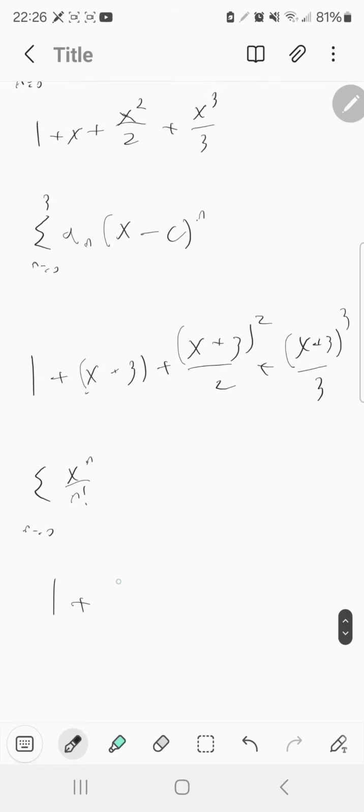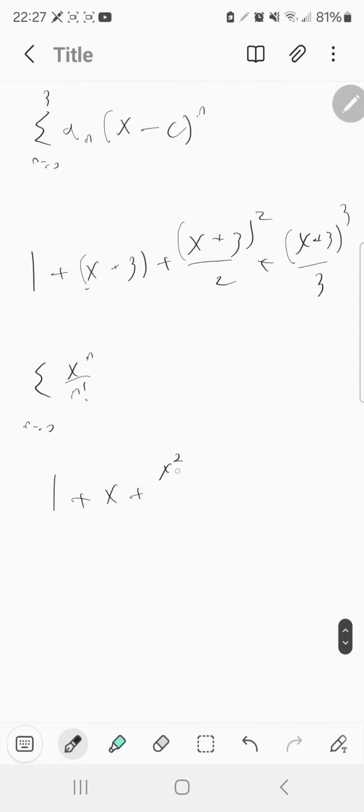x to the 1 over 1 factorial is x. x to the 2 over 2 factorial is x squared over 2. x to the 3 over 3 factorial is x cubed over 3 factorial, and 3 factorial can also be written as 3 times 2 times 1, so over 6. Then x to the 4th over 4 factorial, and it just goes on and on and on, depending on what a sub n is.